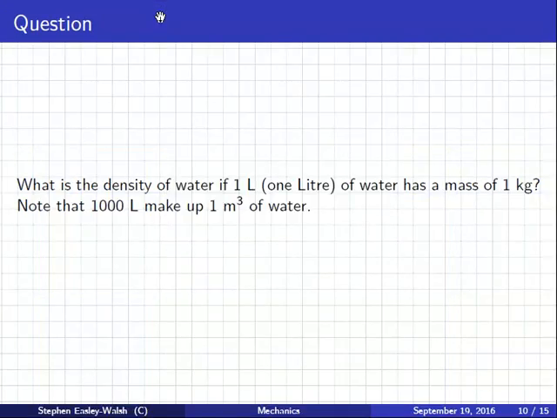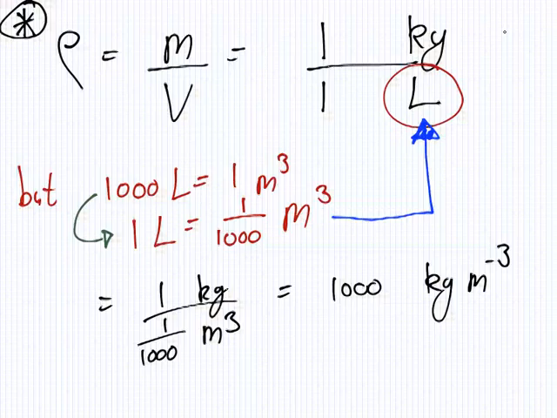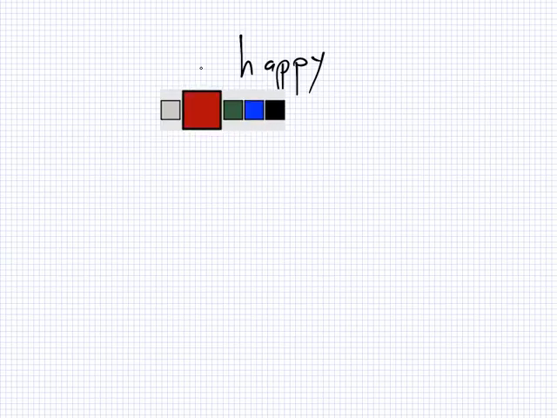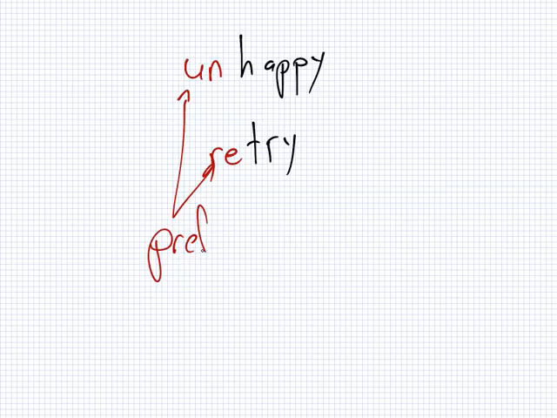Alright, so next now. Has anybody heard of this word before? Prefix. You might know prefix from English as well. What's a prefix? How would you explain a prefix? Kilo, milli. That's it, these are all prefixes. What about in English? Something you add before, yeah. So you can have happy and then unhappy, or you could have try and then retry. So these are called prefixes in English.